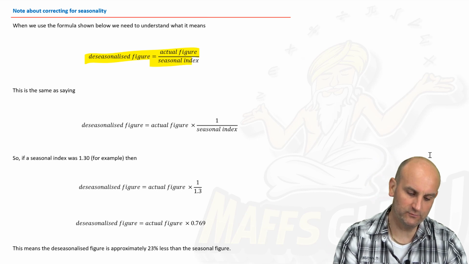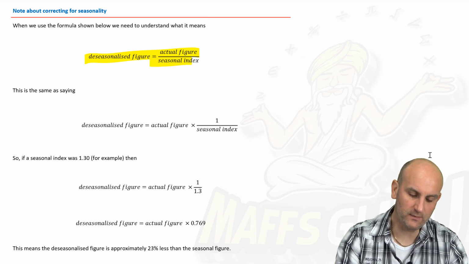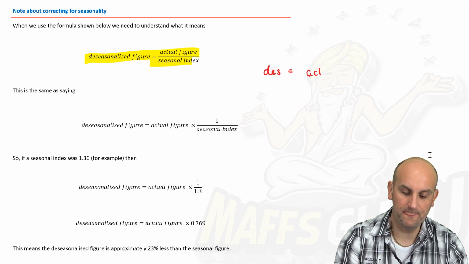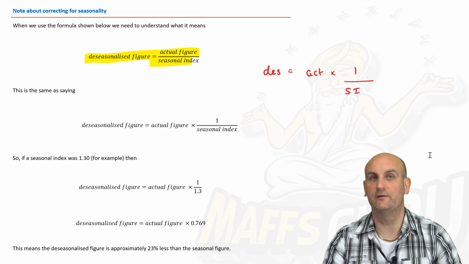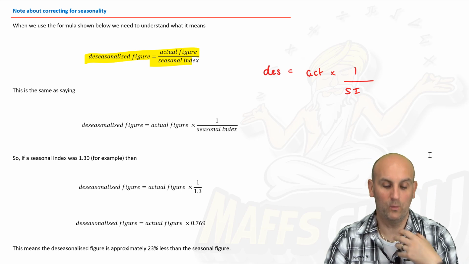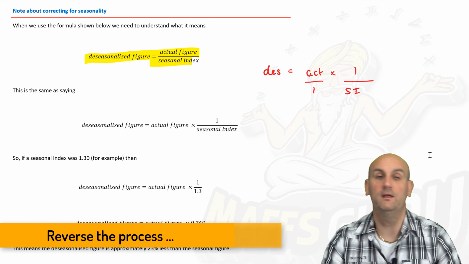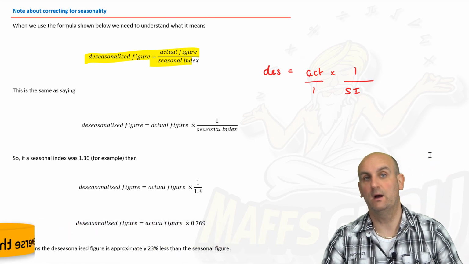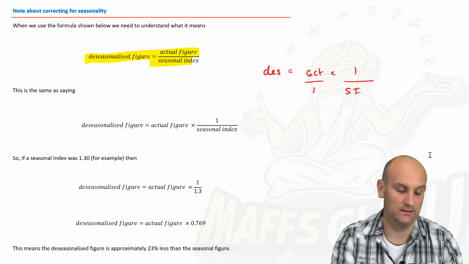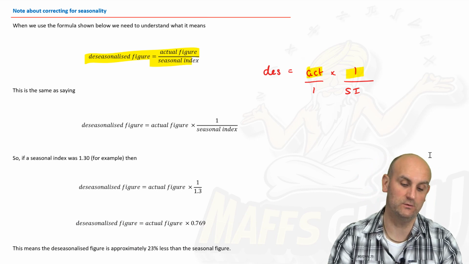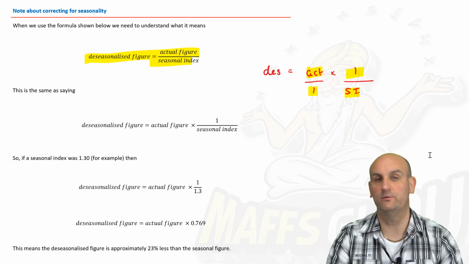So how am I going to do this? Well, my deseasonalized figure, so I'm going to write that as des, is equal to my actual figure, and I can split that up into multiplied by 1 on my seasonal index. If you're not sure how that happens, think about fractions: any whole number is divided by 1, and when I multiply fractions, I multiply the top two things together. Well, actual times 1 would give me actual, and 1 times seasonal index would give me seasonal index.